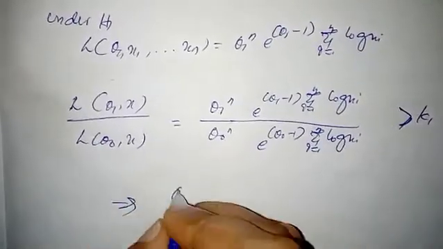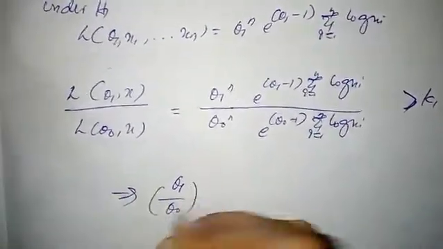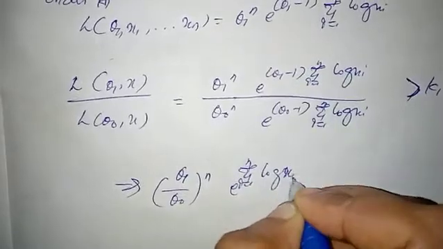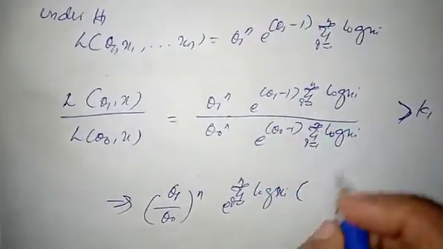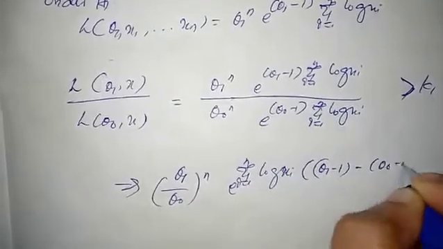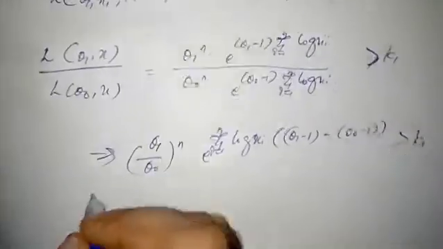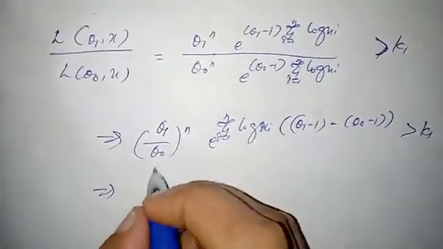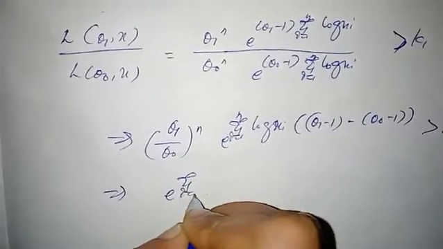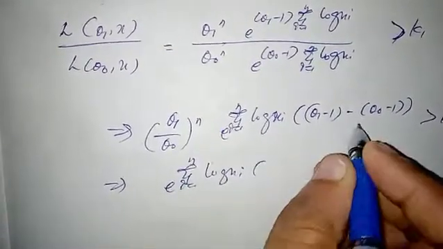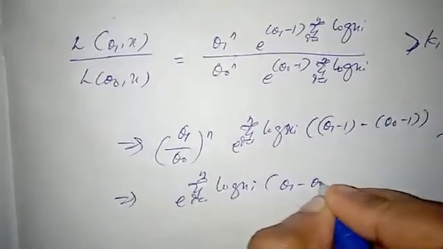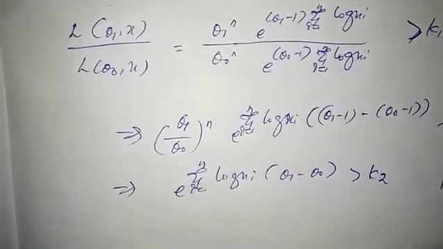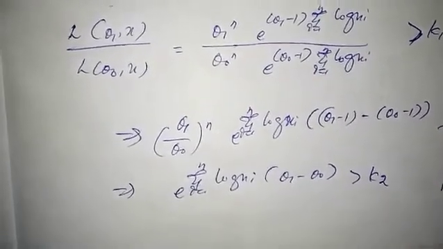Which implies you can write that as (theta 1 divided by theta naught) power n, e power summation i equal to 1 to n log xi into ((theta 1 minus 1) minus (theta naught minus 1)), greater than some k value. Which implies you can divide by this term, and then you get e power minus summation i equal to 1 to n log xi into (theta 1 minus theta naught) greater than k2, where k2 equals k1 divided by (theta 1 divided by theta naught) power n.